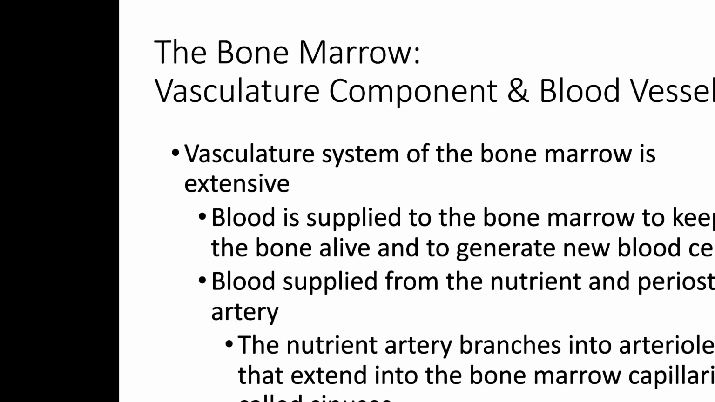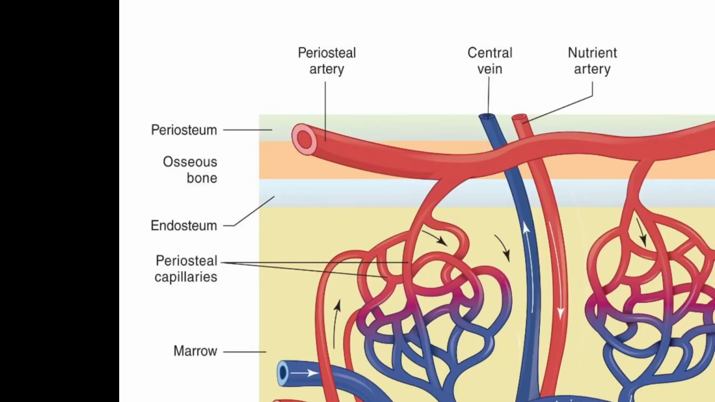Again, your bone marrow is constantly developing new cells. That's sort of its job. Because of that, the vascular system has to be really extensive in the bone marrow in order to help support the bone and generation of new blood cells. The blood will be supplied from your nutrient and your periosteal artery. The nutrient artery will then branch into arterioles, which will then branch into capillaries called sinuses.